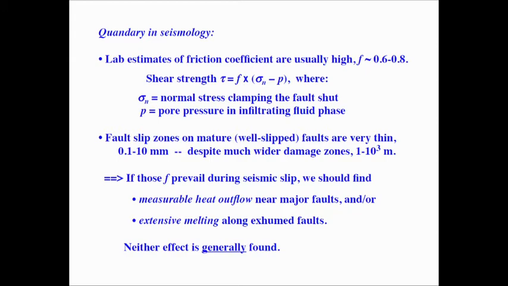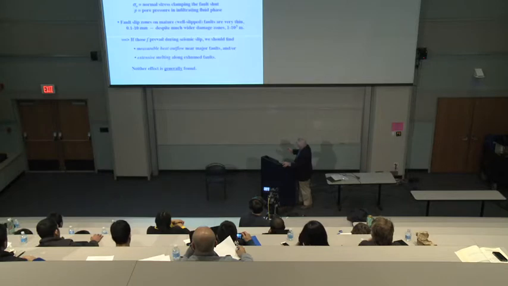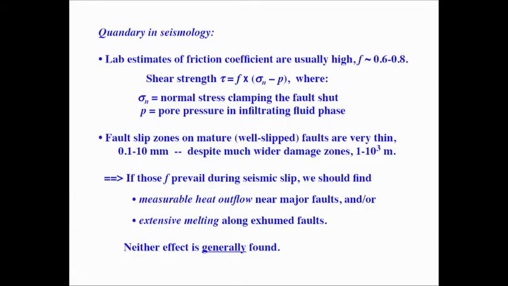As fault zones are ground up granular and hence porous material in the earth, our default assumption always is that there's fluid infiltration of any pore space. So we have to worry about this term, and as I'll explain, the pore pressure becomes very important for dynamic weakening mechanisms. So that's fact number one. The static friction coefficients, at least, are quite high.